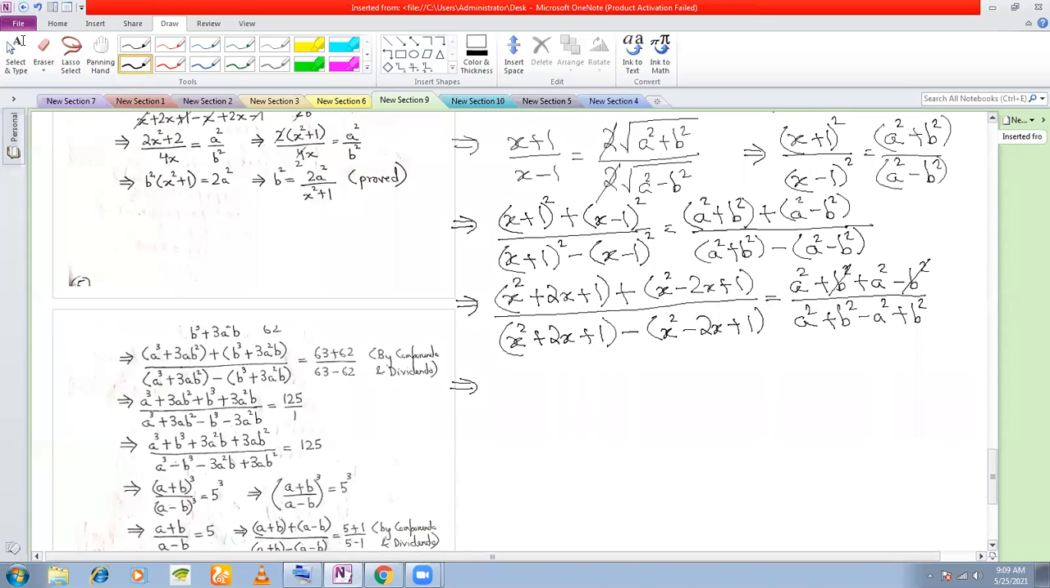B square cancels. A square and a square, they cancel. And on the left hand side, you open the brackets here. You get x square plus 2x plus 1 plus x square minus 2x plus 1 and by x square plus 2x plus 1 minus x square plus 2x minus 1 is equal to, Excuse me, sir. Tell me.